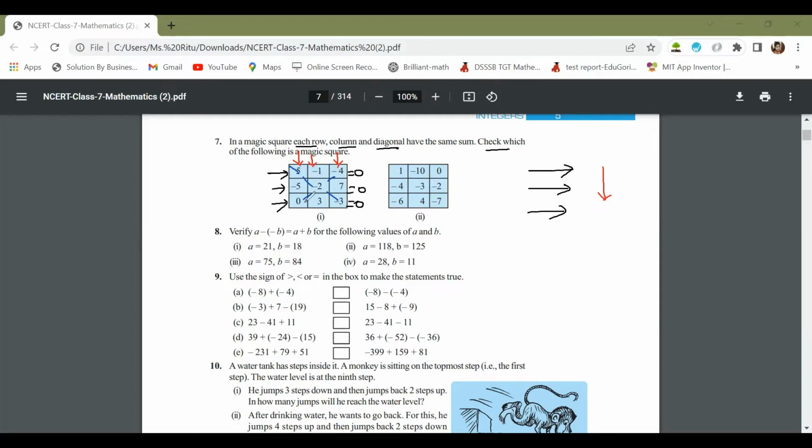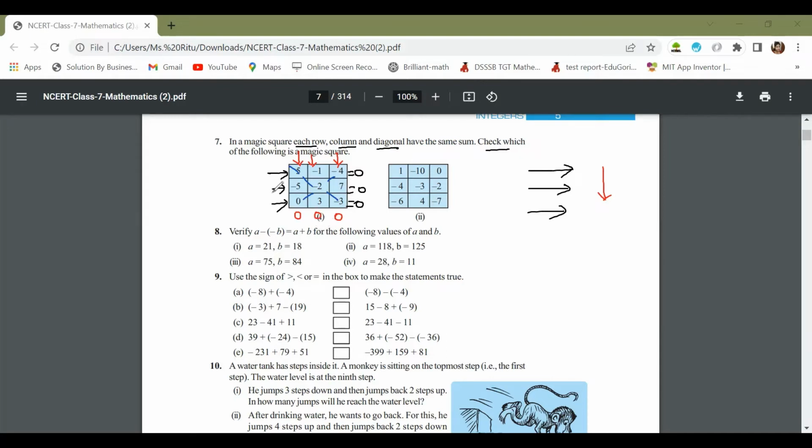Let's check the columns as well. 5 minus 5, 0 plus 0, 0 again. I'll write this in red color so that you can identify that we are talking about columns here. So column 2: minus 1 minus 2, minus 3 plus 3, 0. Column 3: minus 4 plus 7, this would be 3, 3 minus 3, 0. Okay, the column sum is also coming 0.